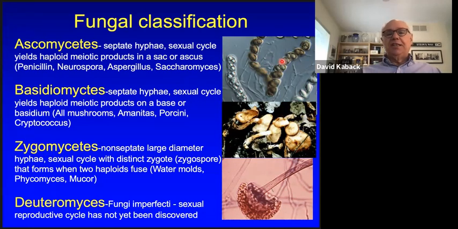And Ascomycetes means that the sexual spores are going to be in a sac or an ascus, shown here. And many common fungi like Neurospora and Aspergillus, as well as Penicillium that produces antibiotics, are Ascomycetes, as well as Saccharomyces that produces beer and wine. So you get spores in a sac.